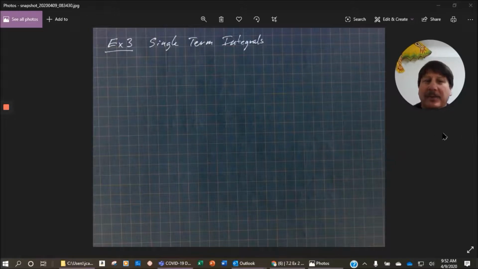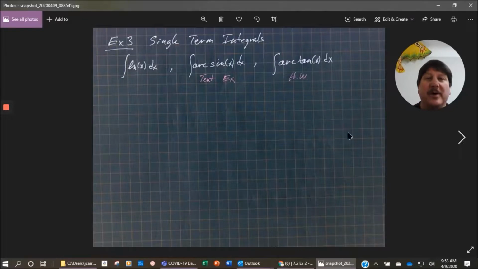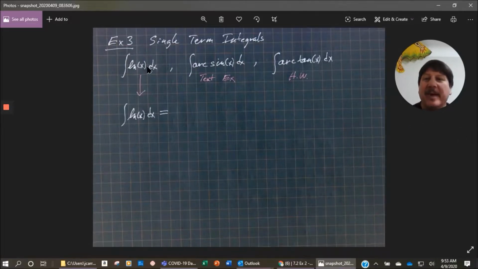This is one of the powerful things about integration by parts. All three of these are examples of things where we know how to do the derivative of them, but we don't know how to do the integral of them. Our textbook does the arc sine as the example, and then your homework has the arc tangent, and then the one I want to do is the natural log of x. Because in the last example, I said, well, we don't know how to do the integral of the natural log of x, but in fact you will when we're done with this. So let's take a look at that.